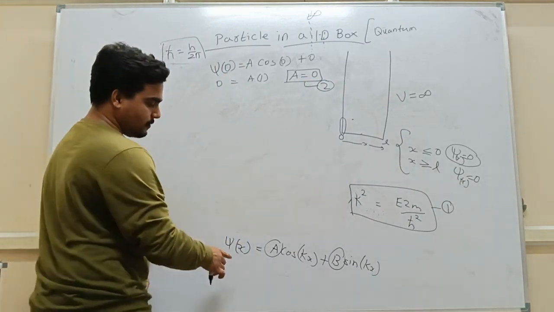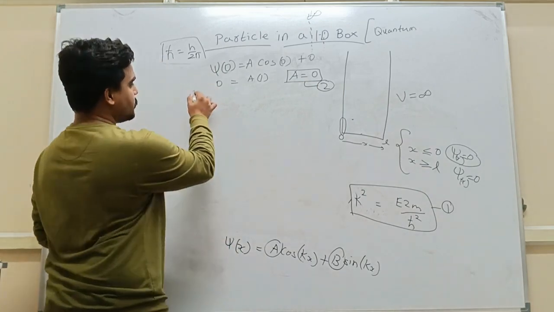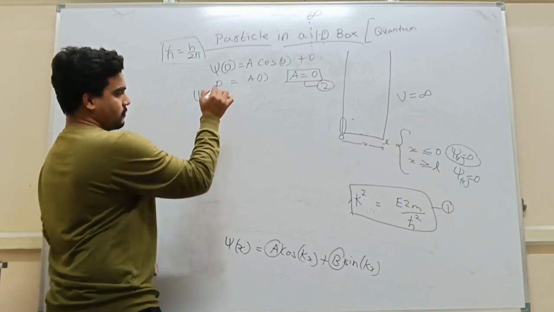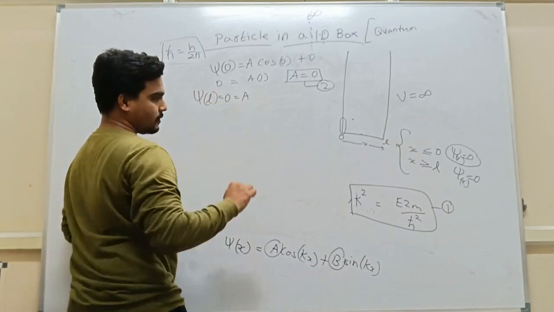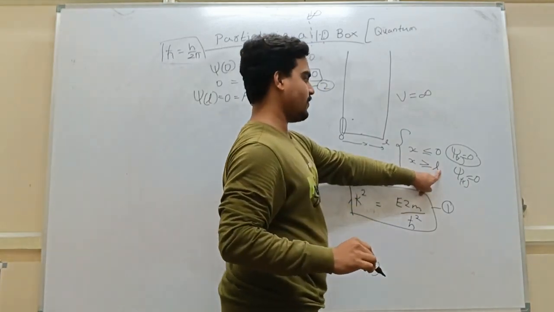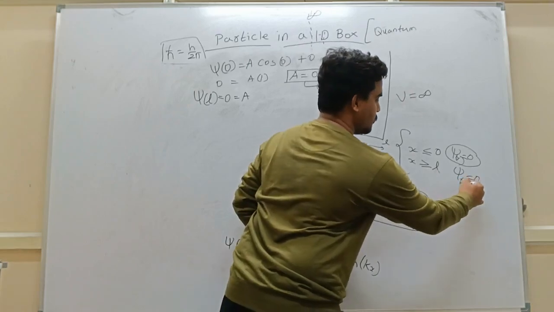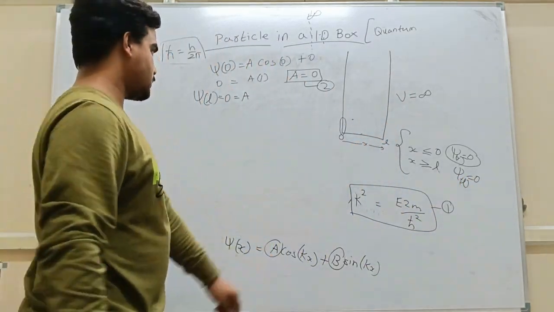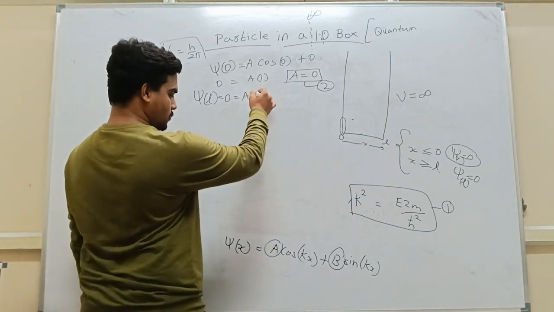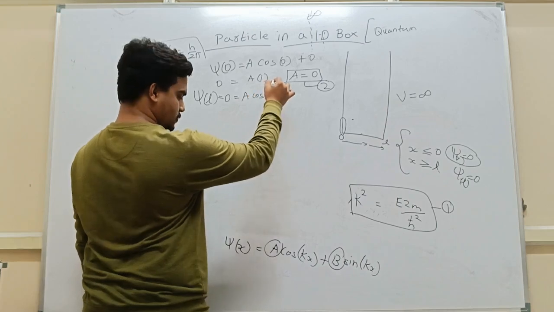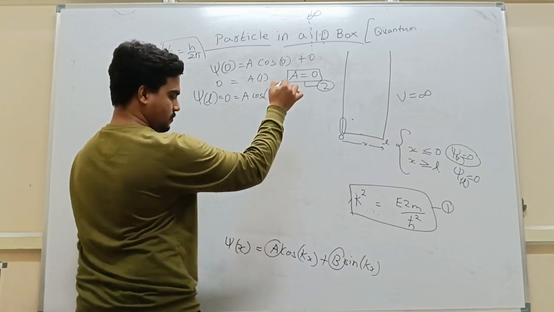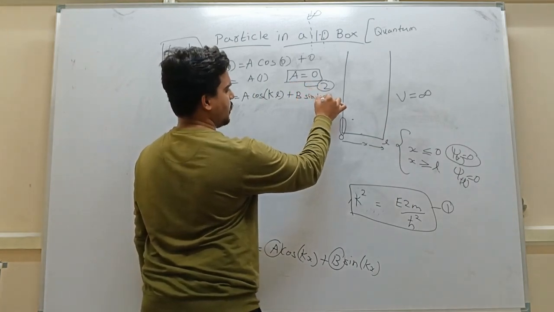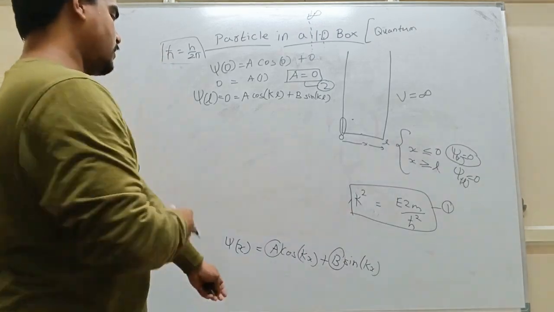Then the second, what we will do, we will put x value as L. So psi of L, what is psi of L? Psi of L is also 0. This will define that psi of L will also be 0, means at this wall, at this boundary also, the wave function will not exist. So psi of L will be a cos kL plus b sin kL.